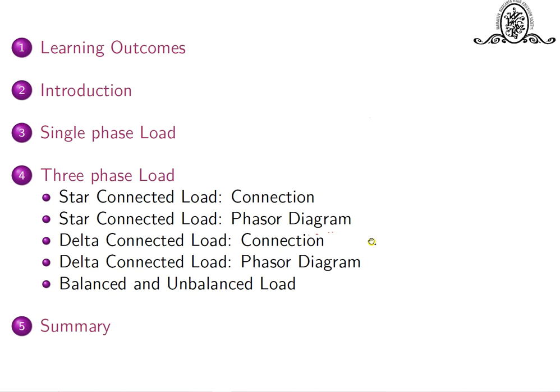This is the outline of today's session. First are the learning outcomes, then the introduction, how single-phase loads are connected, then how three-phase loads are connected. In that, the star connected load connection diagram, its phasor diagram, the delta connected load, its connection diagram, and then its phasor diagram. The last one is the balanced and unbalanced load condition, and at the end we will see the summary of this.